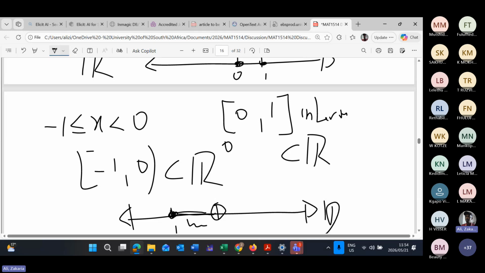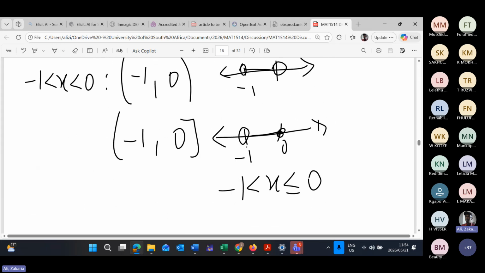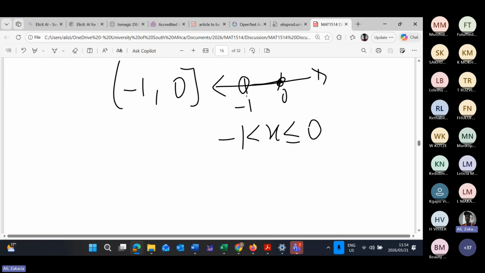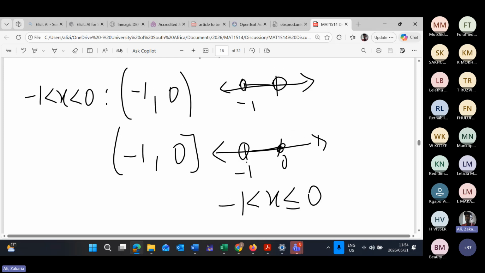And then for this one, 0 is less than or equal to x, less than or equal to 1. So this is how you represent them in terms of intervals: fully open on both sides, fully closed on both sides, or half open, which is called semi-open on one side, or half closed, sorry, which is also called semi-closed, or half open on one side. I mean half closed on one side.